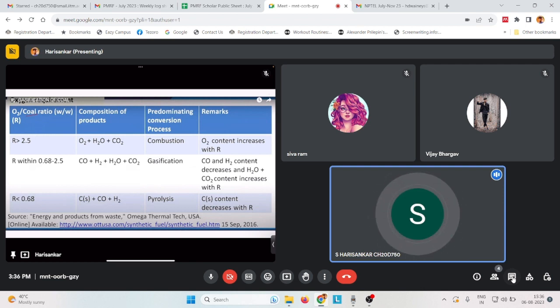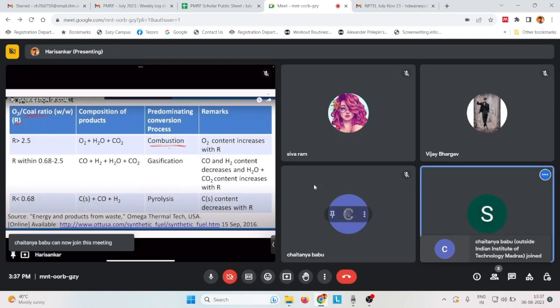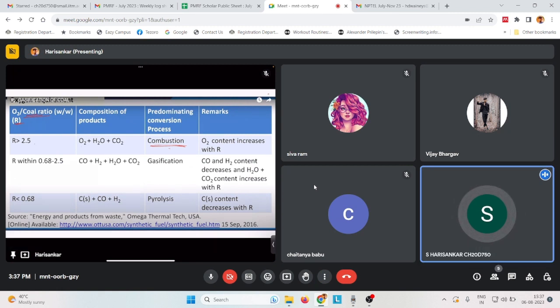Now the amount of oxygen that we are supplying for each of these processes will determine what products we get out of this process. So for example, the first process, combustion, we usually have to supply huge amounts of oxygen, or excess oxygen. If we look at the oxygen to coal ratio in weight by weight format, it is represented as R. So R basically means weight of oxygen by weight of coal. For combustion, this R ratio is greater than 2.5. And your major products include oxygen, because you are passing excess oxygen, more than what is stoichiometrically required. So oxygen will also be a part of the product. Then you have completely oxidized products like carbon dioxide and water.